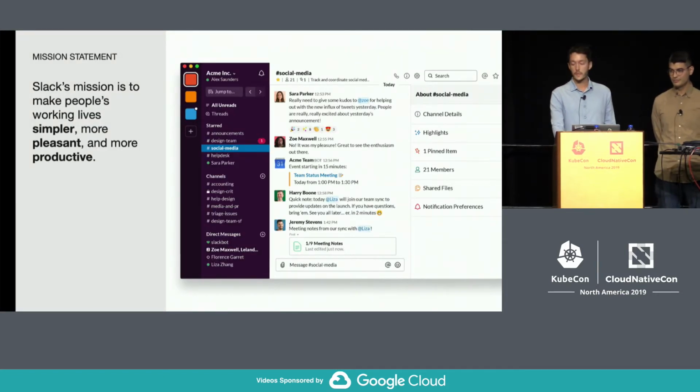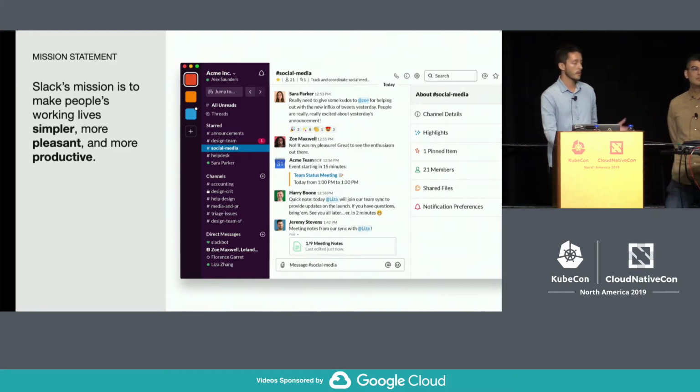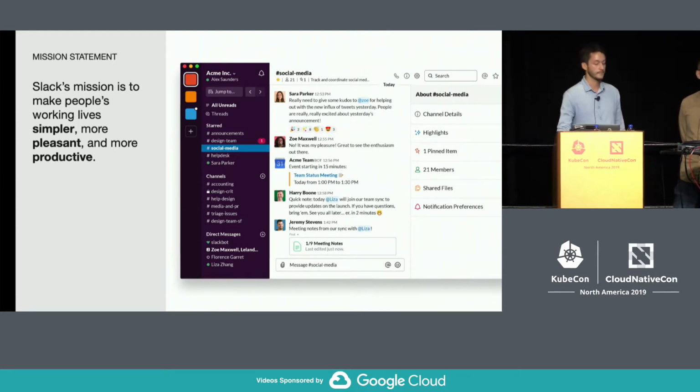So for who is not familiar with our product, here is our mission statement. Slack is where work happens. Slack is a new layer of the business technology stack that brings together people, applications, and data.